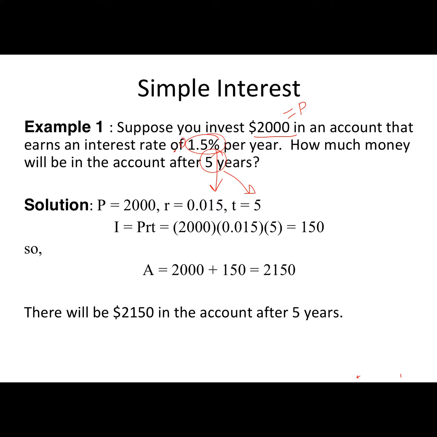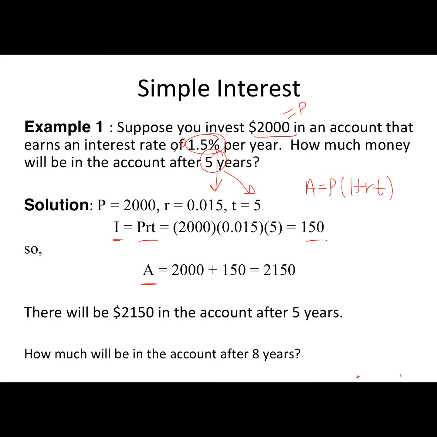That leaves us with A to solve for. You can either solve it in the equation A equals P times 1 plus RT, or you can solve for I first and then add it to P. And that's what I've done here in the notes. So I equals principal times rate times time. So 2,000 times 0.015 times 5 is 150. That's the interest that you would gain after 5 years. If we add that to the principal, that leaves you with $2,150 in the account after 5 years. You try how much will be in the account after 8 years.